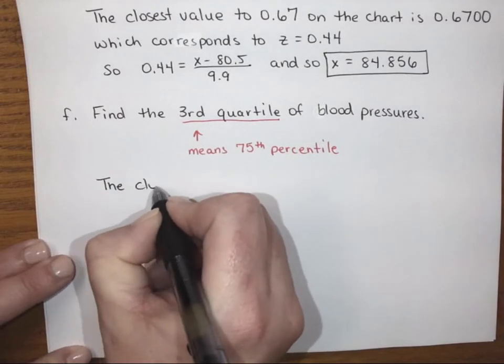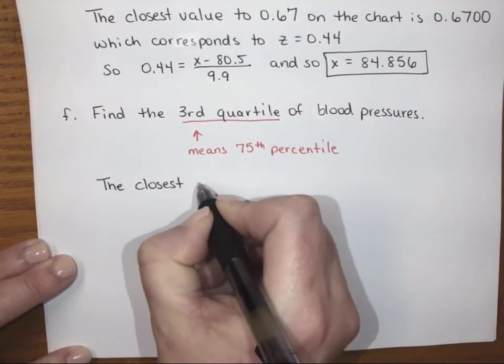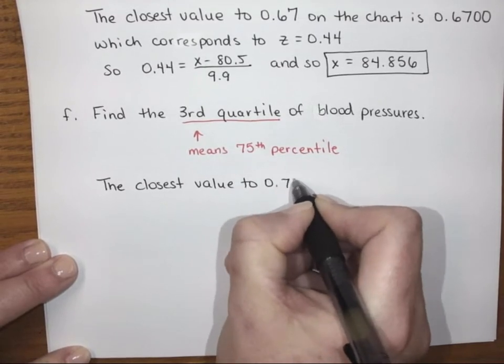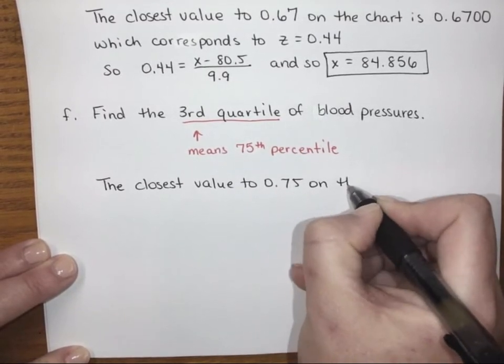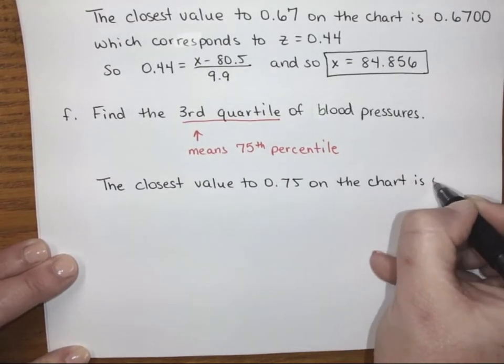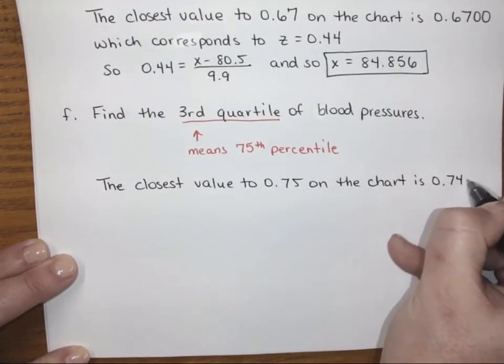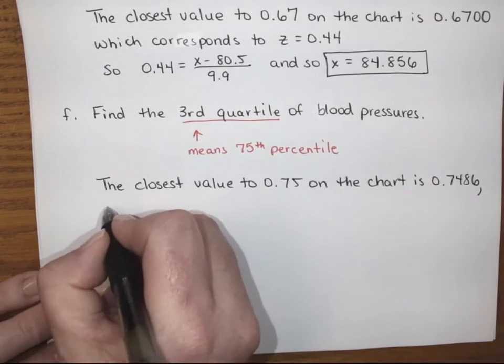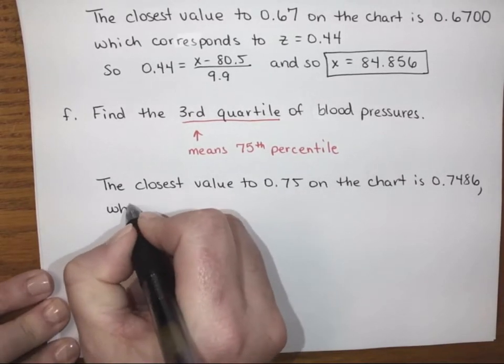So we want to find the closest value to 0.75 on the chart. So always find the two that it's closest to and then decide which of those two is closest. So I think it's closest to 0.7467, which corresponds to a Z value of 0.67.